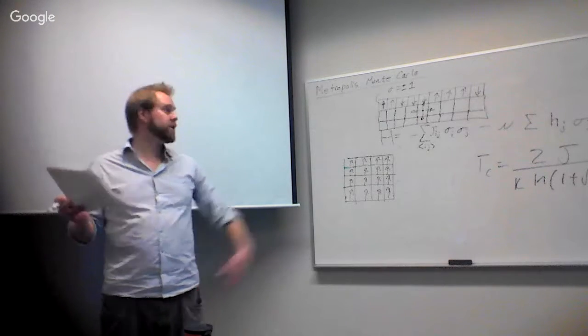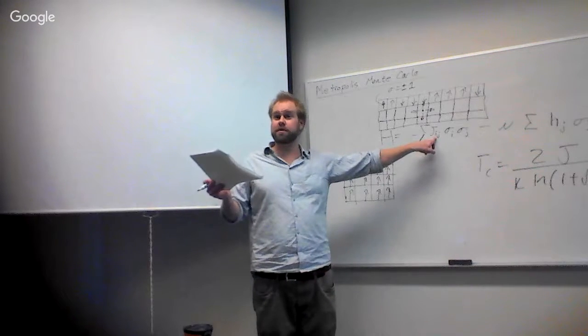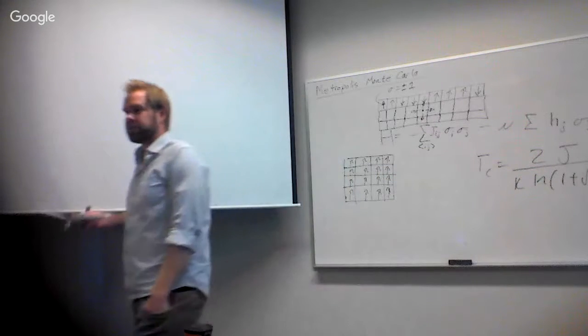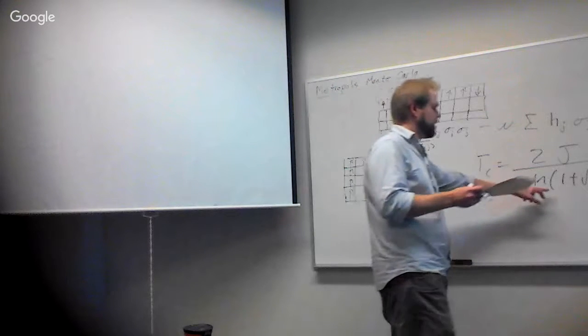J, we're assuming J is just one factor. J is constant. That's J. And this is k_B.